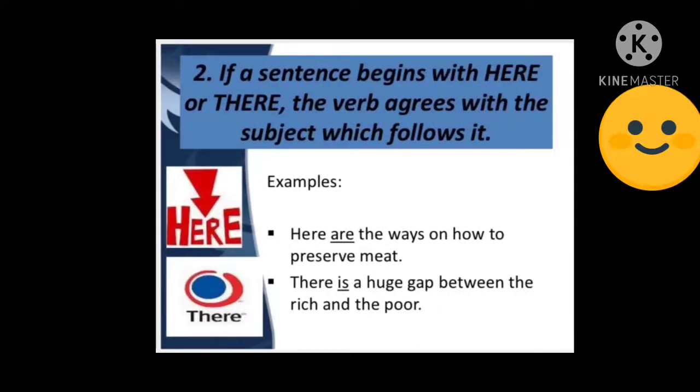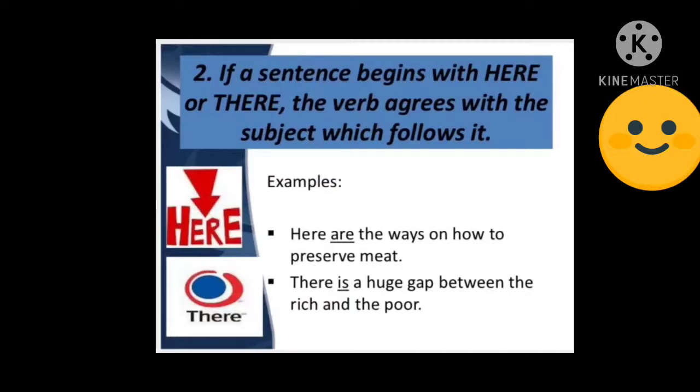Second one, if any sentence begins with here or there, then the verb agrees with the subject which follows it. Let us see the examples. Here are the ways on how to preserve meat.